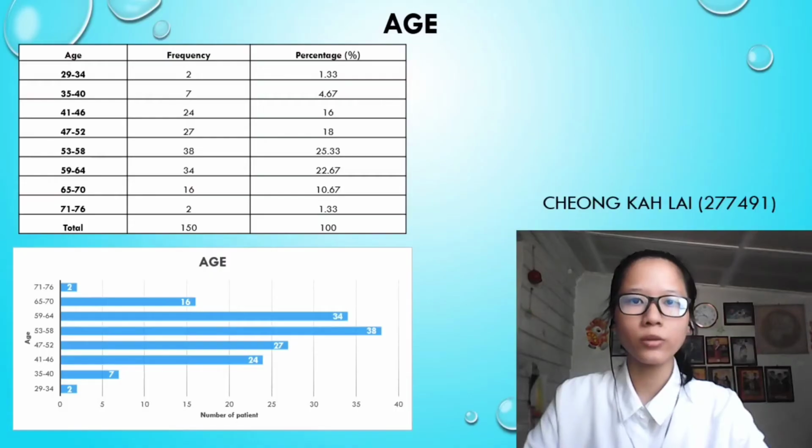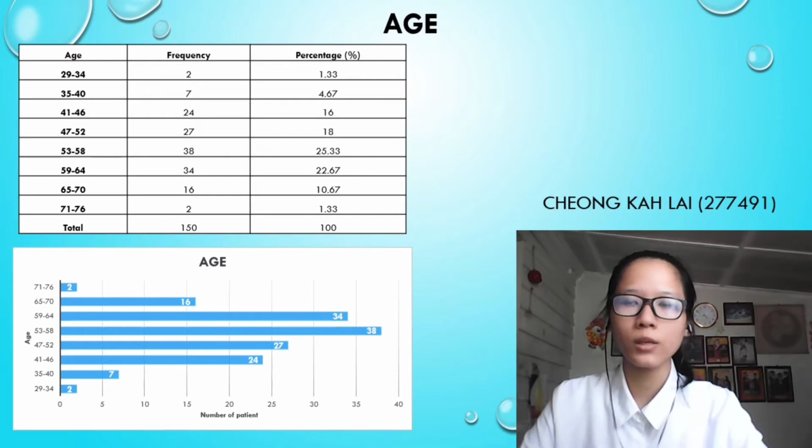The bar chart shows that the number of patients with heart disease aged 50 to 55 years old is 38 people, 25.33%, which is the highest percentage among the groups. Whilst the patients with heart disease aged 29 to 34 years old and 71 to 76 years old show the lowest percentage among the age categories, reaching 1.20% with two people.